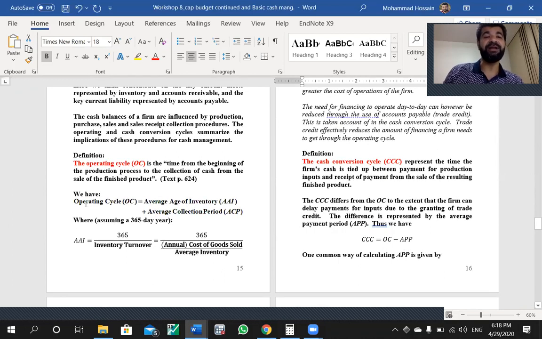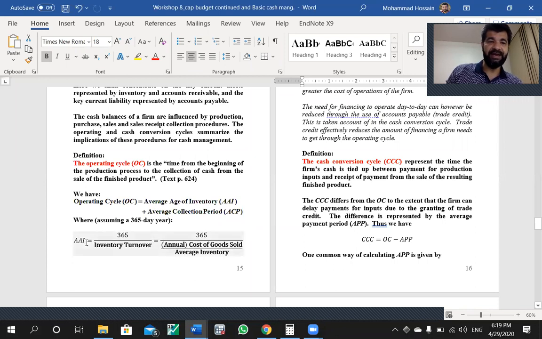So operating cycle is equal to average age of inventory, AAI, plus average collection period. Two things: average age of inventory and average collection period. Here you are assuming 365 days per year. So this is the formula we have.